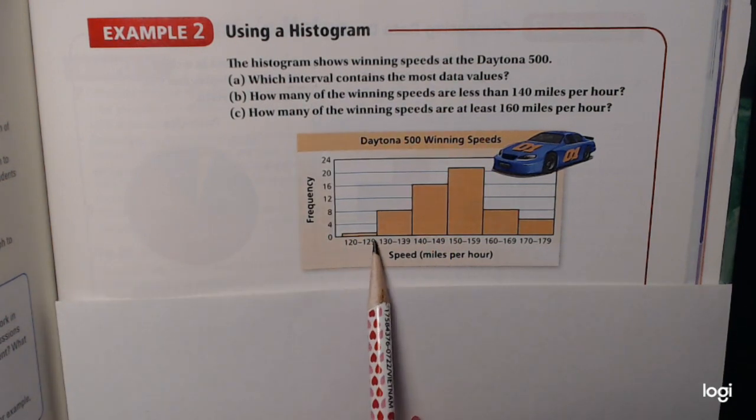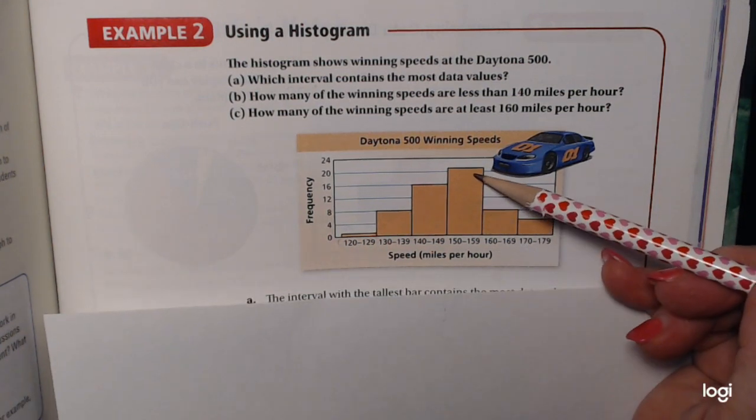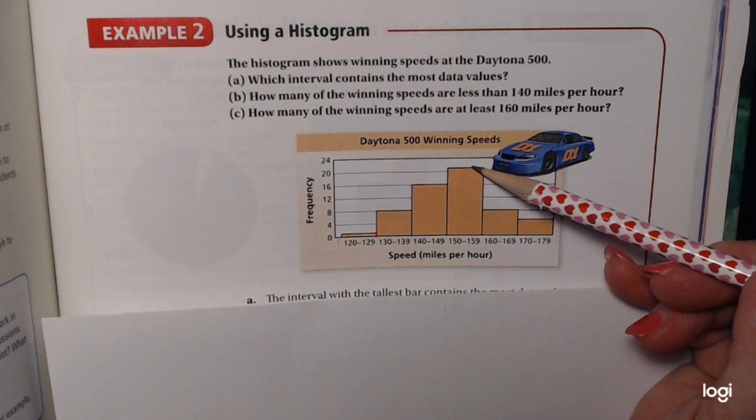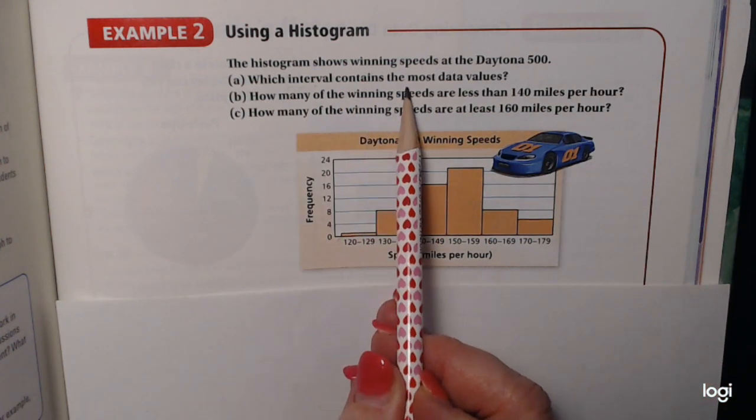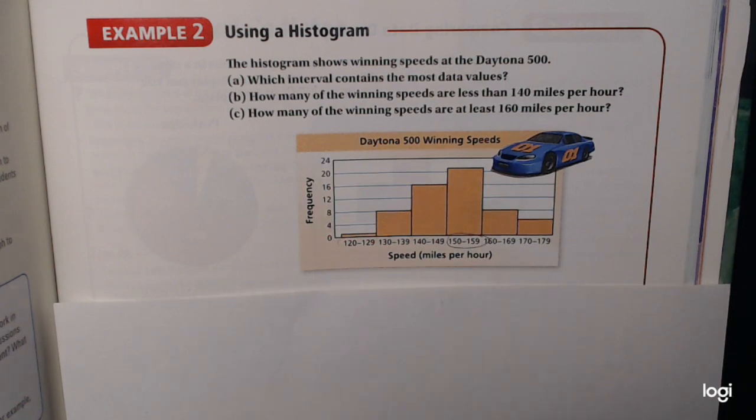Well, an interval are these groups of numbers. And if I look, this bar here is the tallest. It has the most data. So when I would say which interval contains the most data values, I would say 150 to 159 is the interval that contains the most. Let's look at question B.